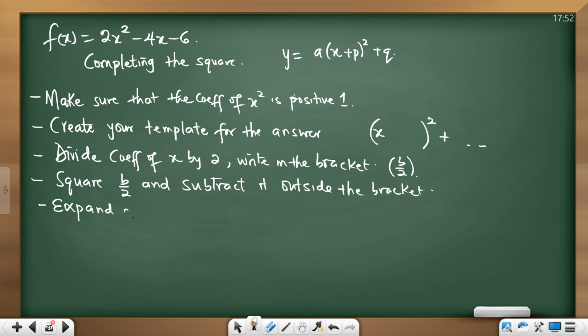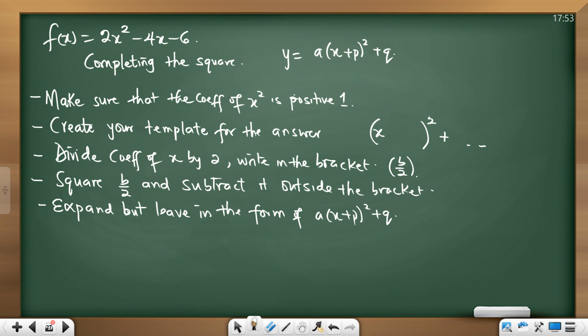Expand, but leave your answer in the form of a. This is just for you to be able to go back. Let me quickly do this for you and show you. Just hold on writing. Let me walk through it.